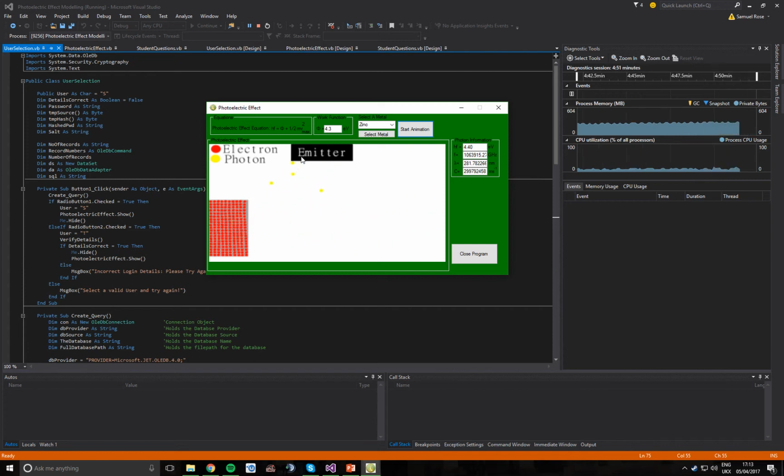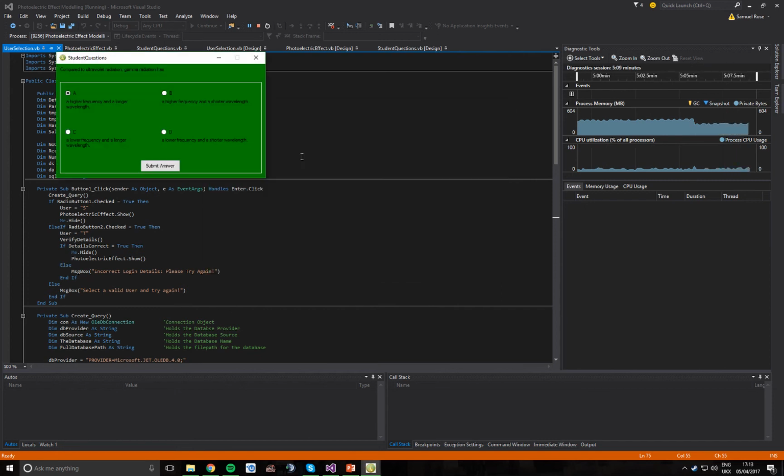I'll just wait for that to happen again. So here we go, a question's loaded. Compared to ultraviolet radiation, gamma radiation has. Now the correct answer here is a higher frequency and a shorter wavelength, but I'm going to go for answer C, a lower frequency and a longer wavelength.